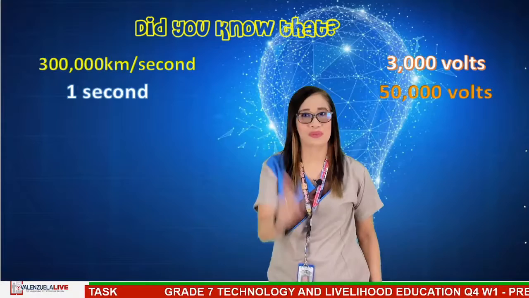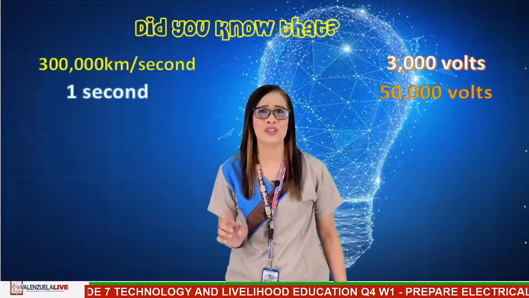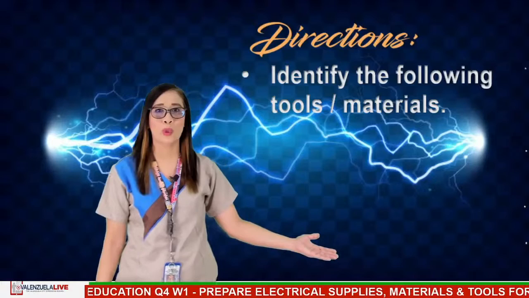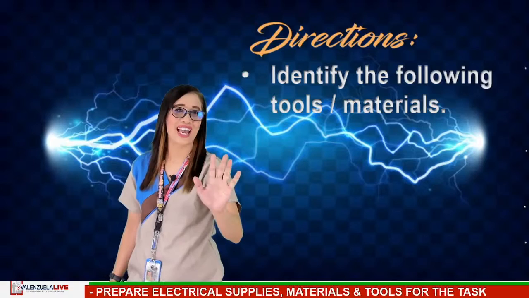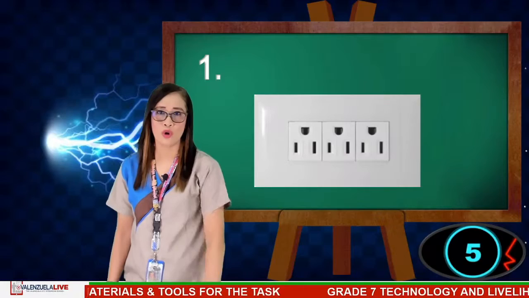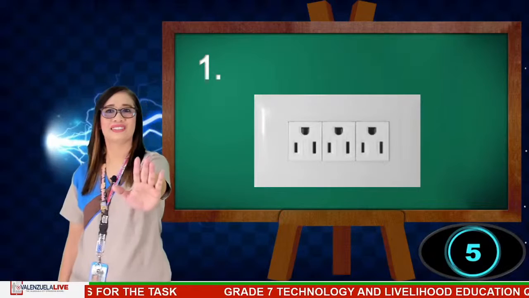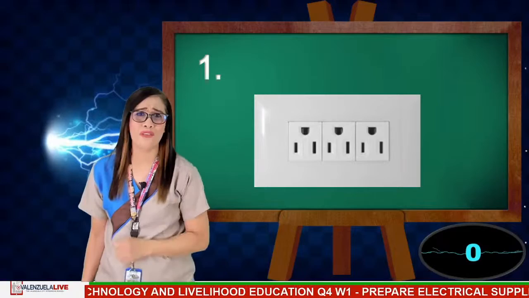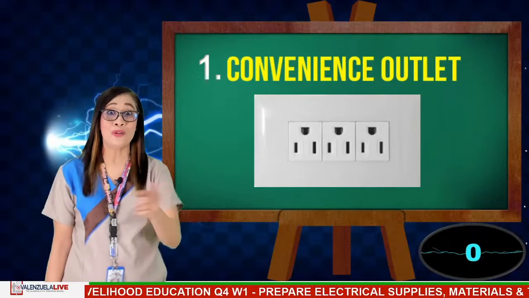Okay, let us answer what's more to gauge what you have learned in today's lesson. Direction: Identify the following tools and materials. You are given 5 seconds to answer each number. Are you ready? Let's begin. Number one. Your time starts now. Time is up. If your answer for number one is convenience outlet, then you got it right.